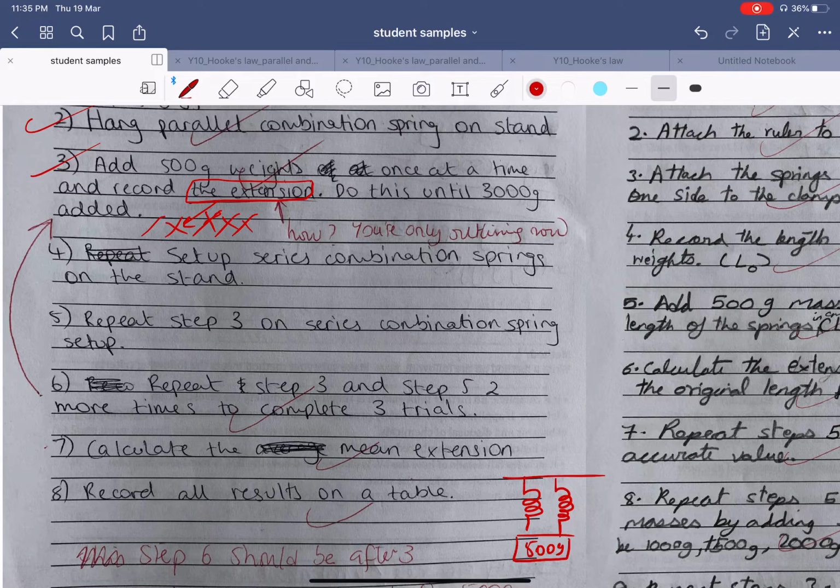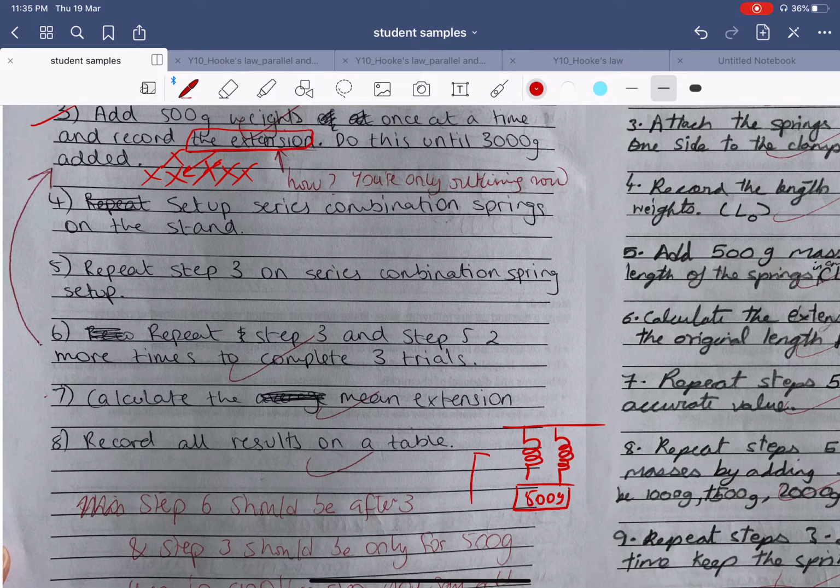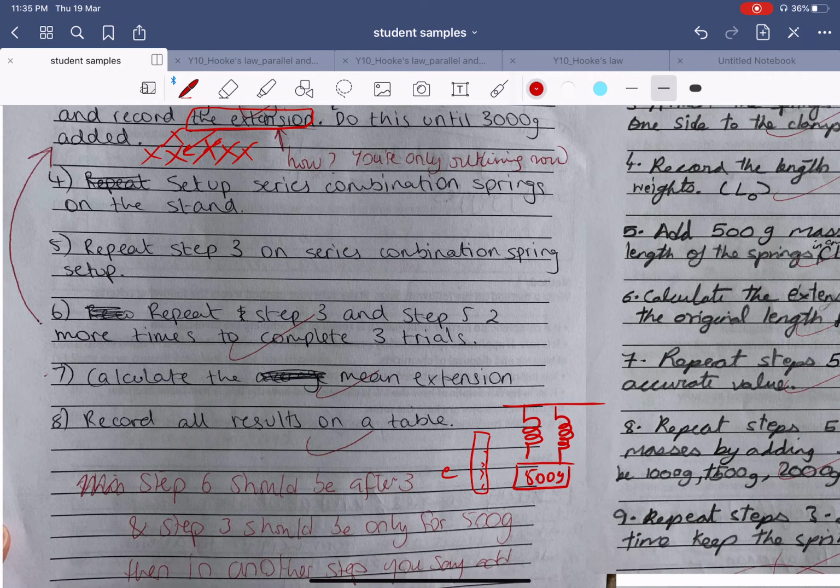I'm gonna be so confused, and probably I'm gonna stop my investigation and go ask someone who knows, because I don't know how to record the extension. And then, once I figured out how to record it, I came back. It's by using a ruler, and I measured the extension. Cool. Now do this until 3000 grams added.